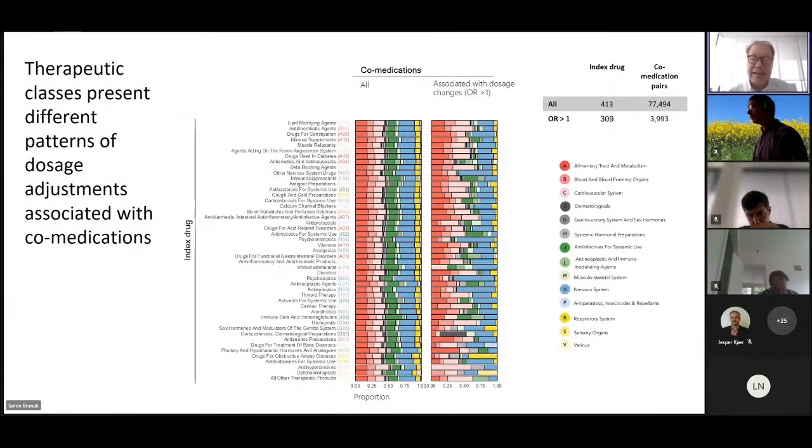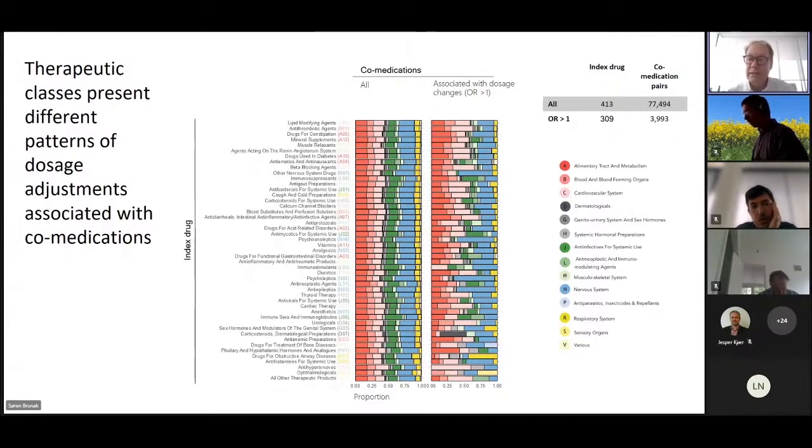There's some variation, but when you look at drugs where the dosages are changing a lot, so the dosage of the index drug is changing a lot or changing in a statistically significant manner across the different ATC groups, you see much more variation, and there is a tendency, for example, for drugs to change a lot when they are co-medicated or co-prescribed with drugs from the same ATC group.